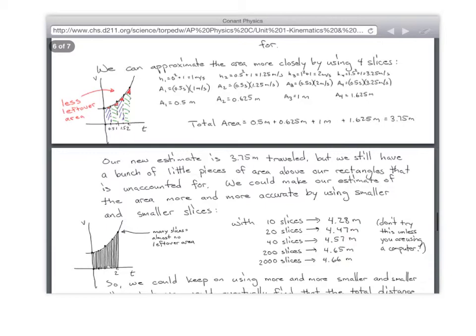4.6666, right? A million slices, 4.66666. Makes sense? So what's it approaching? 4.67. 4 and 2 thirds. Actually, yeah, it's approaching 4 2/3. Guess what you get when you integrate it?